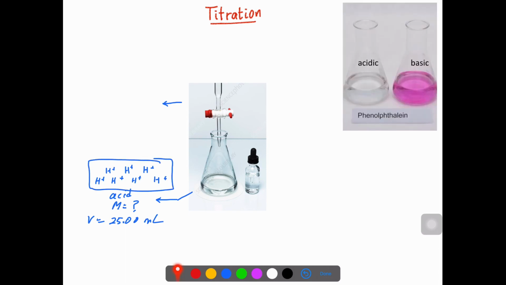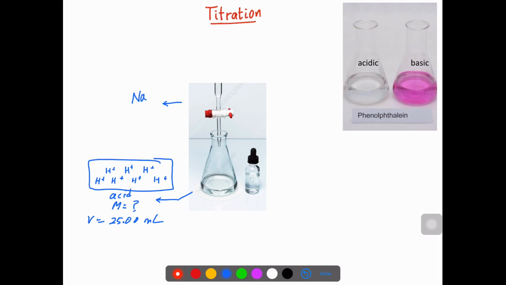To keep track of the endpoint, you're going to add a few drops of an indicator. An indicator basically changes color. So if you're titrating acid and base, you can choose a phenolphthalein indicator, because phenolphthalein is colorless in an acidic solution, but it has a pink color in basic solution. So you're going to put a few drops of phenolphthalein in here, and since this is an acid, it's going to be colorless.